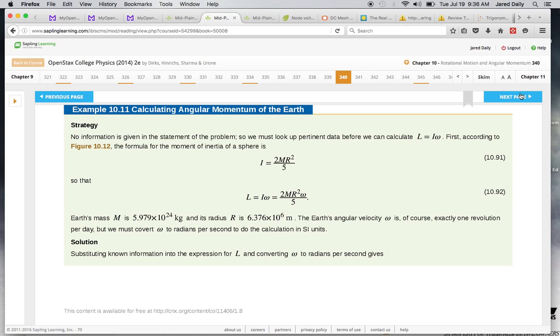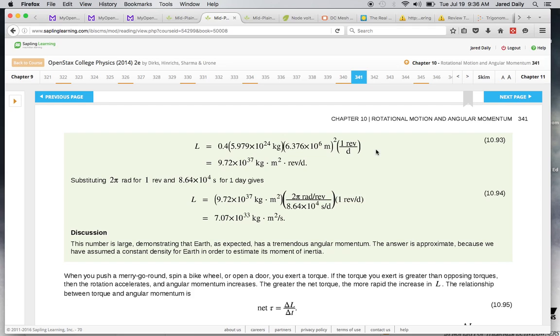So we have to do a conversion for sure. Here they calculate that I, and that one revolution per day gets converted using 60 seconds and everything else, and we end up with a total of 7.07 times 10 to the 33 kilogram meters squared per second. Which is a big number. A lot of angular momentum.